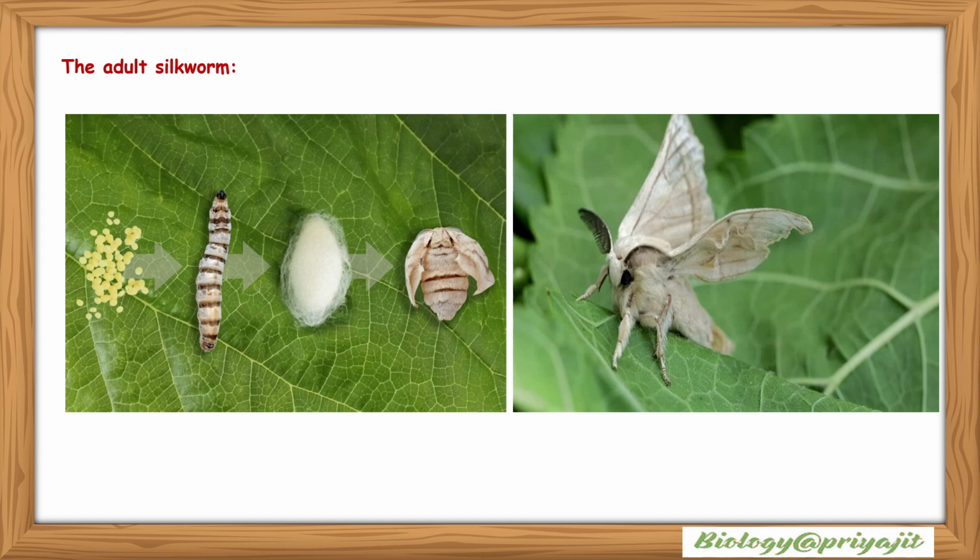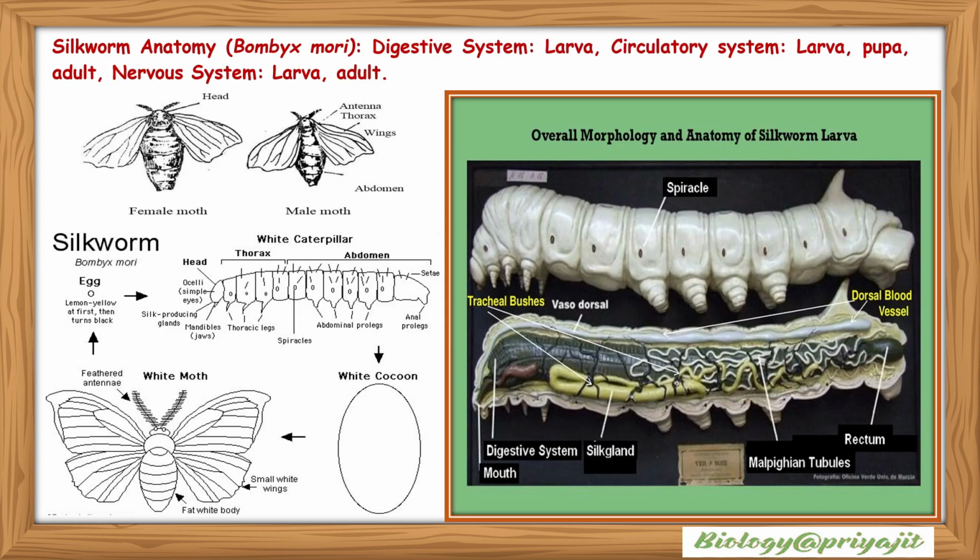After emerging from the cocoon, adult moths mate and the female lays around 300 to 500 eggs before both sexes die, thus completing the life cycle. Each stage plays a crucial role in the silk production process, particularly the larval and pupal stages, during which the valuable silk thread is produced.